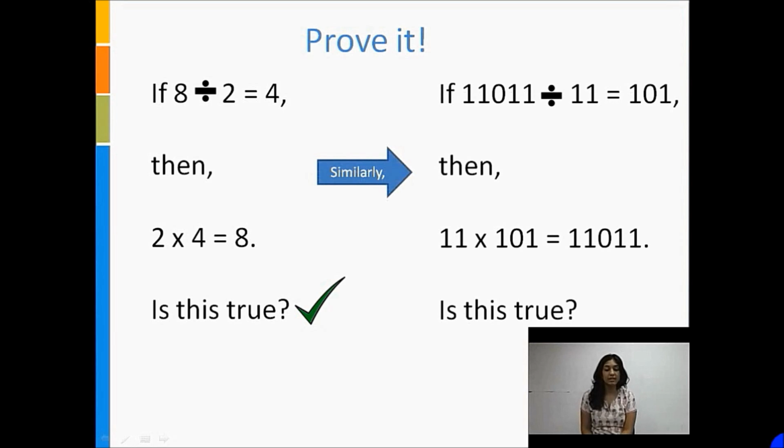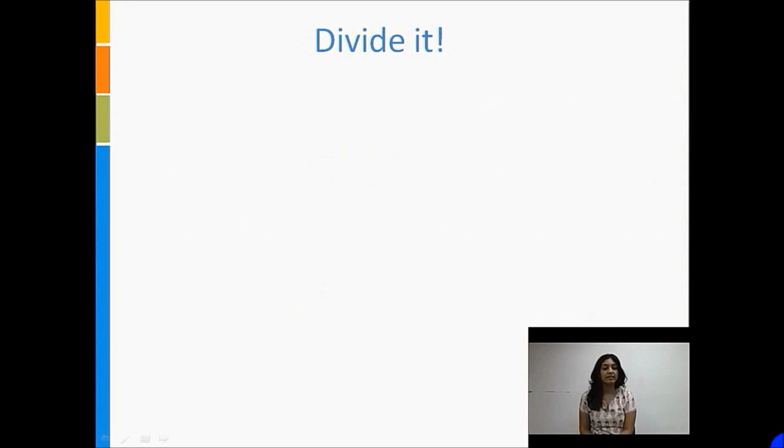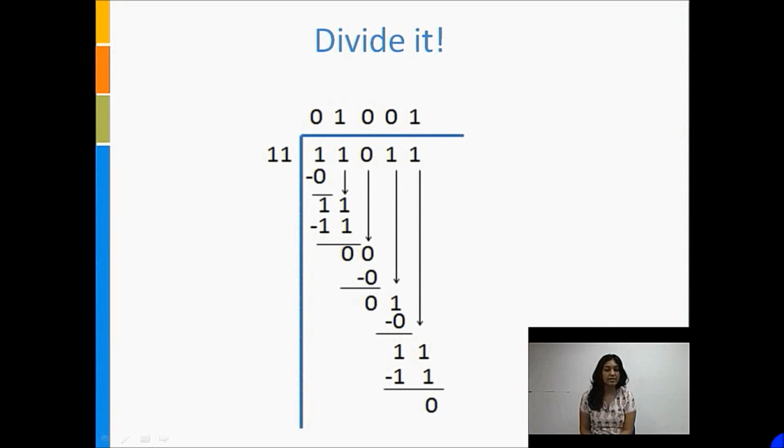Therefore, for the question 11,011 divided by 11, if students answer 101, ask them to prove that 101 into 11 is equal to 11,011. Once they realize that their answer is incorrect, encourage students to follow the step-by-step long division method they are initially taught.